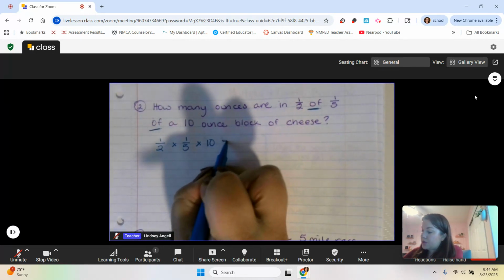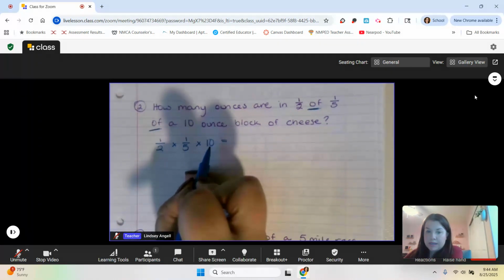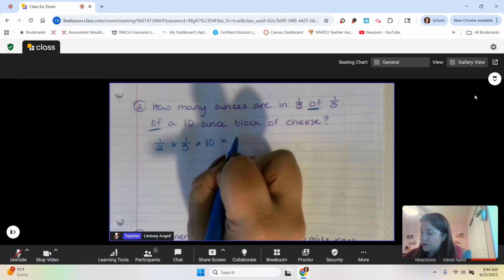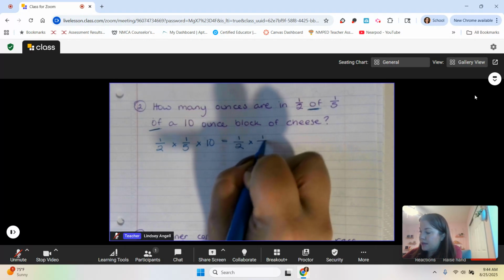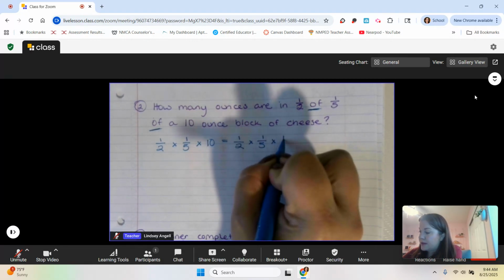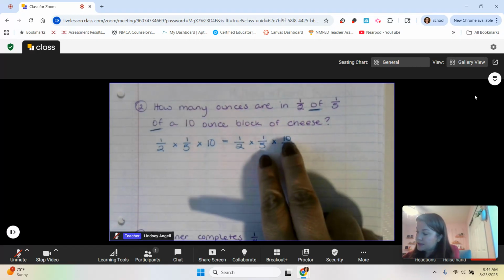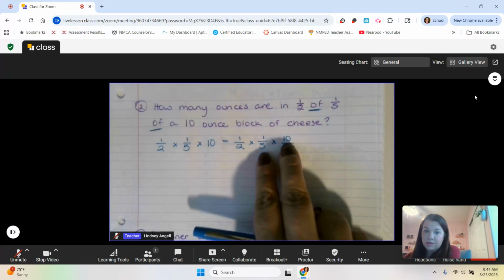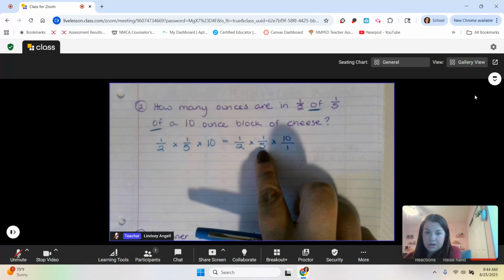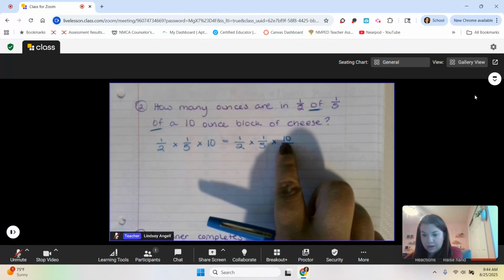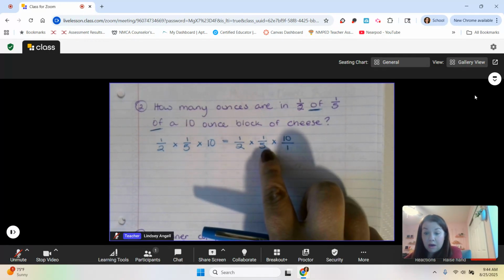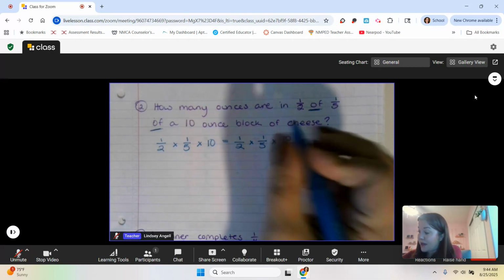First thing I'm going to do is make my 10 into a fraction by putting it over 1. So we can have 1/2 times 1/5 times 10 over 1. Now, you might notice, and I hope you're starting to notice, that there's a number in my denominator and a number in my numerator that they have something in common. They can both be divided by 5.